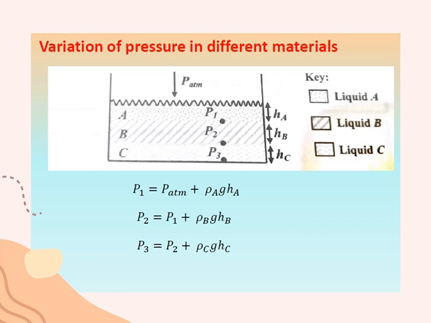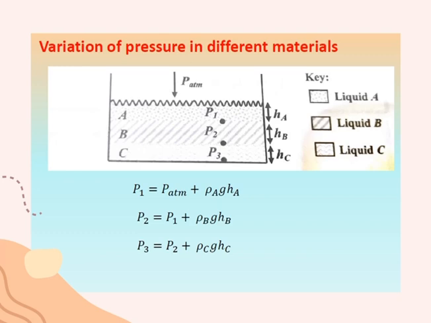The figure illustrates the variation of pressure in different materials, specifically 3 liquids labeled A, B, and C. The pressure at point P1 within liquid A is given by P1 equal to PATM plus rho A g hA, where PATM is the atmospheric pressure, rho A is the density of liquid A, g is the acceleration due to gravity, and hA is the height of liquid A above point P1.